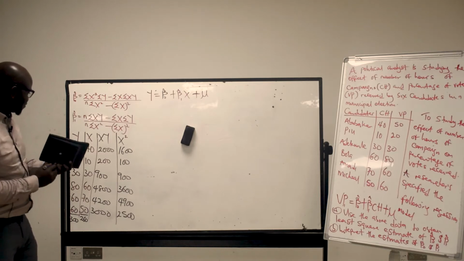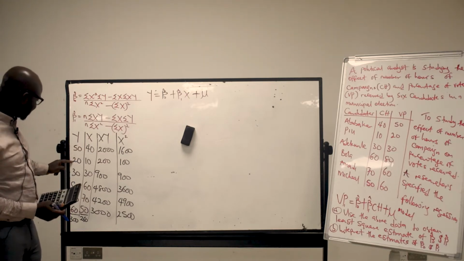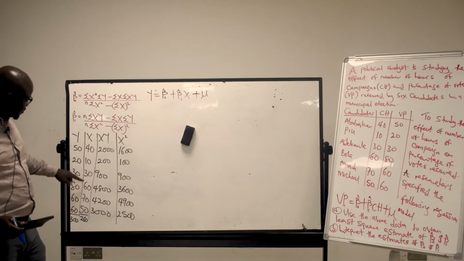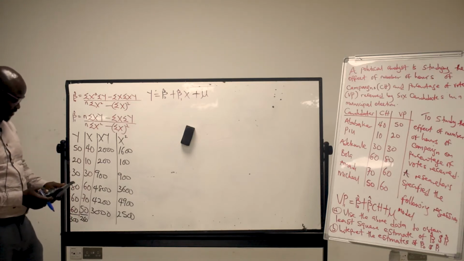So let us sum everything together. This plus this, we have 300. This plus this, we have 260, right?